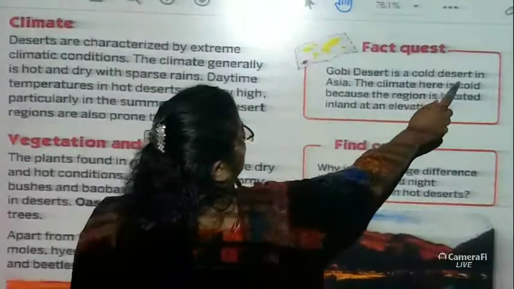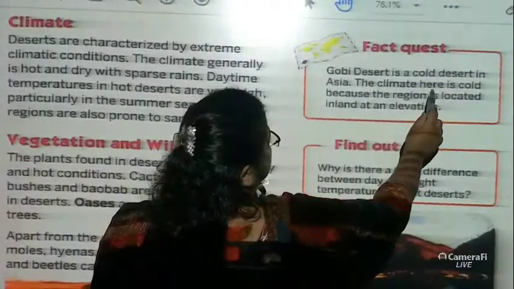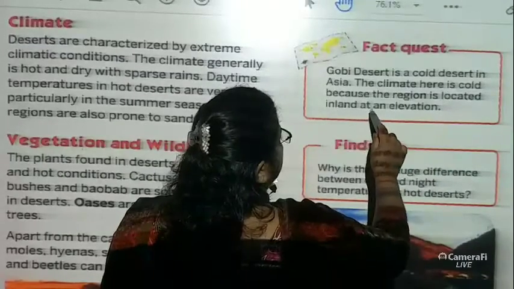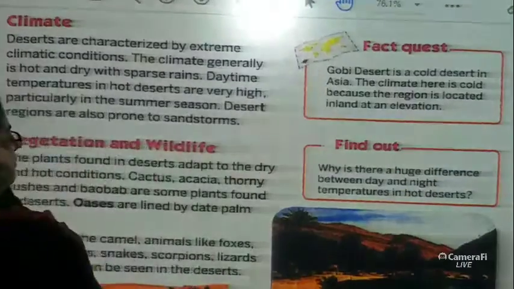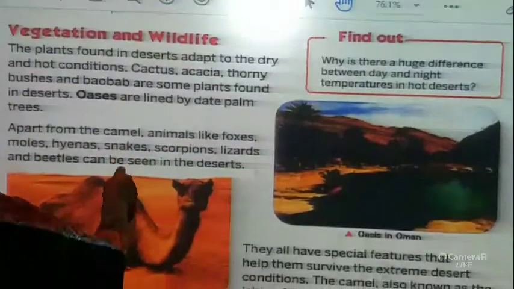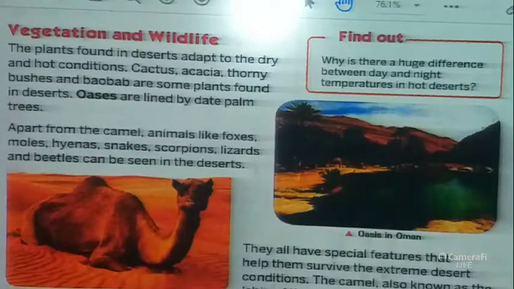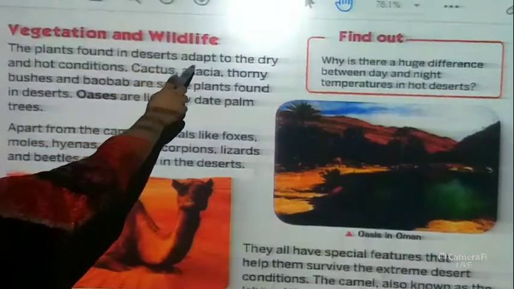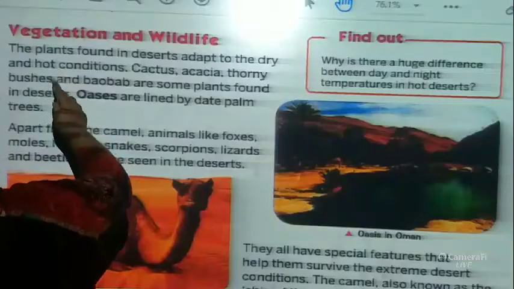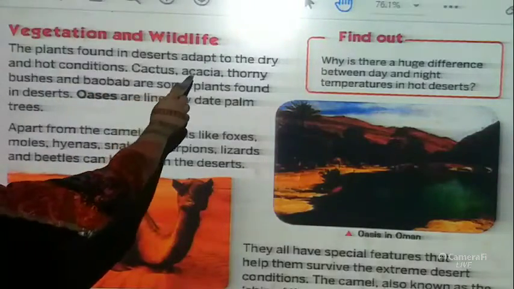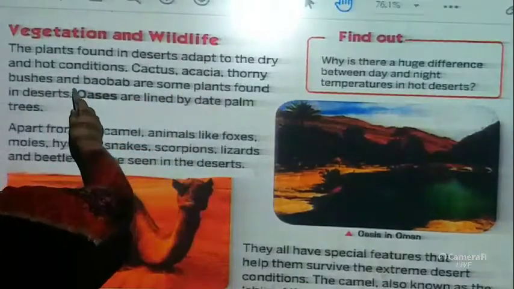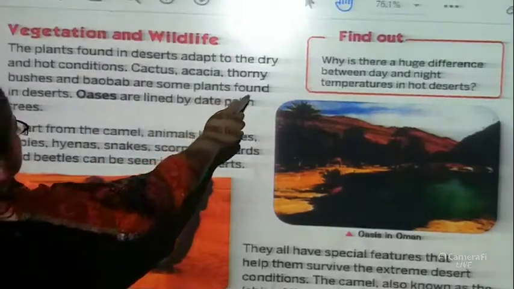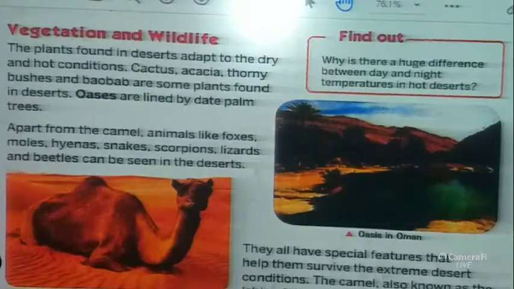Now let us see what we have over here. Gobi Desert is a cold desert in Asia. The climate here is cold because the region is located inland at an elevation. Vegetation and wildlife. The plants found in the deserts adapt to the dry and hot conditions. Cactus, acacia, thorny bushes and baobab are some plants found in the desert.